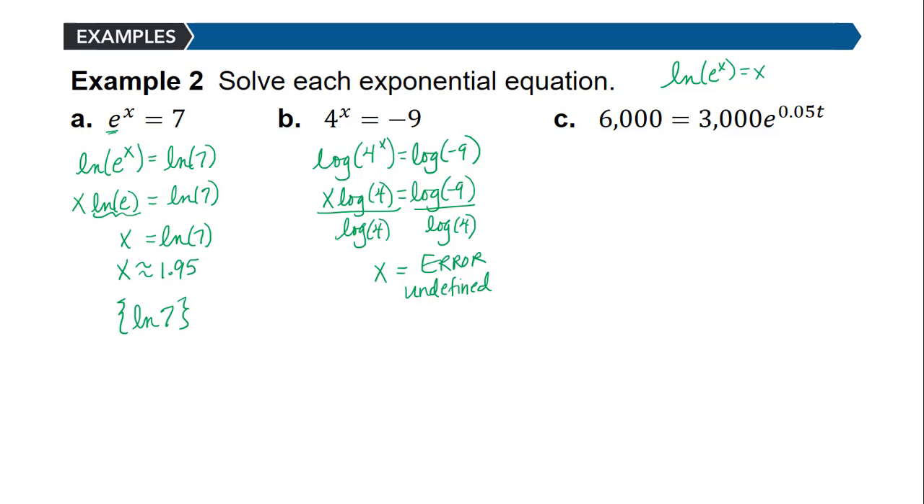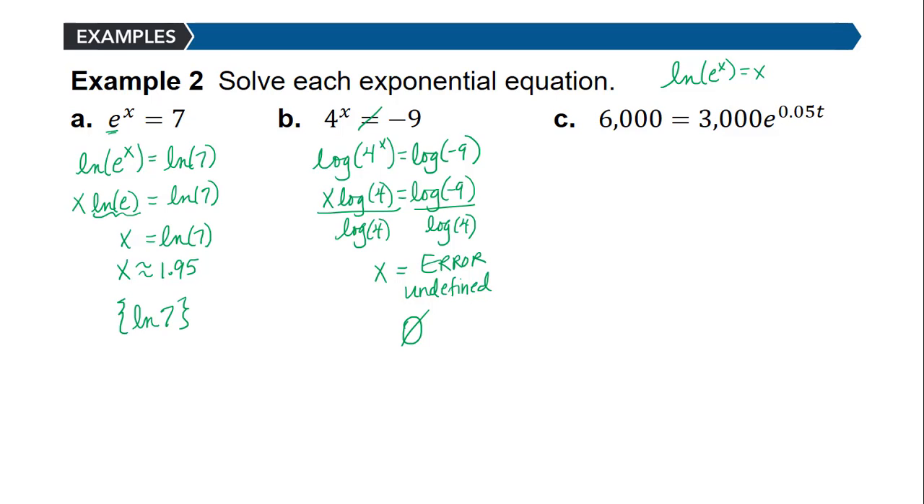How could I observe that at the beginning? Recall that 4 to the x, the exponential function, always has an output that has to be positive. It goes to that horizontal asymptote of y equals 0. So 4 to the x can never equal some negative number. So this one has no solution, which we denote as the empty set.